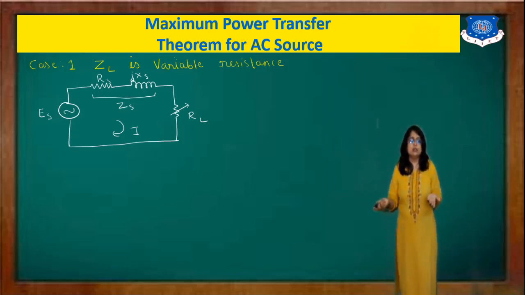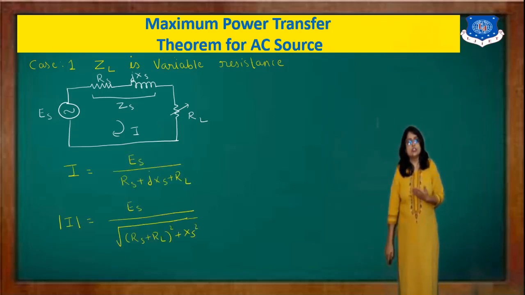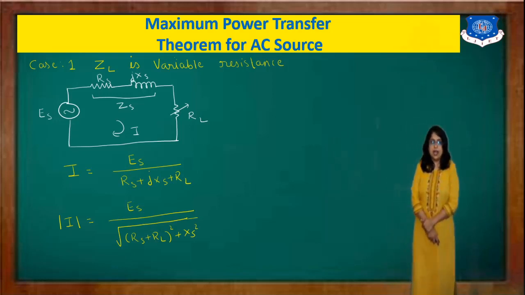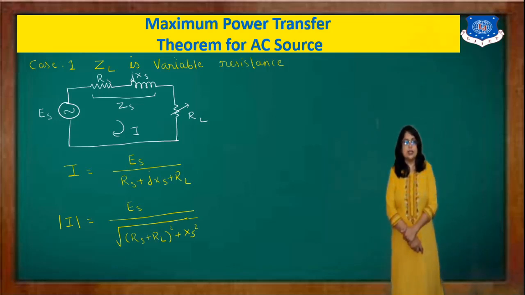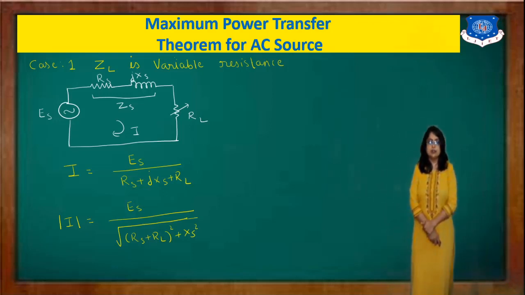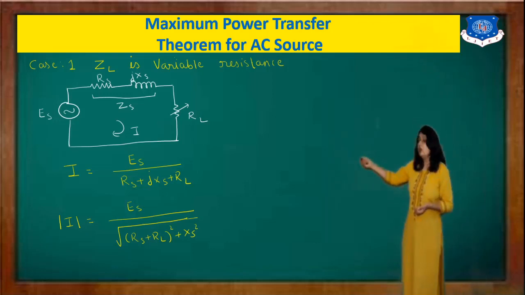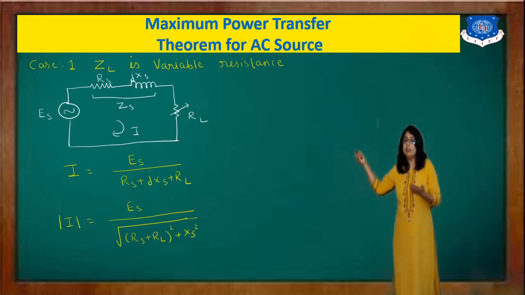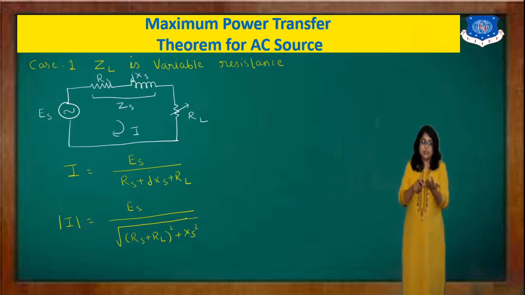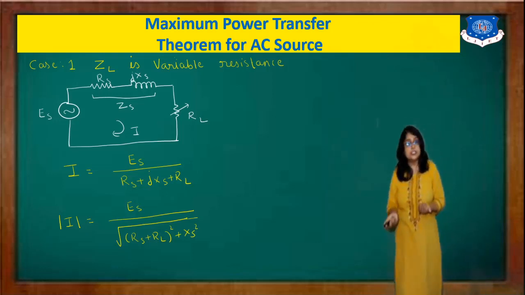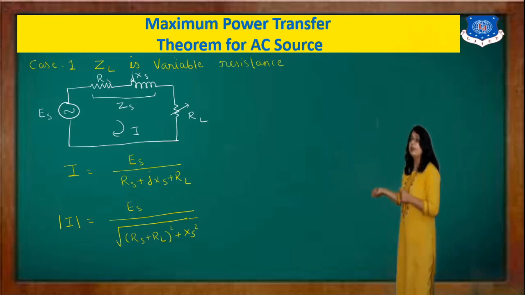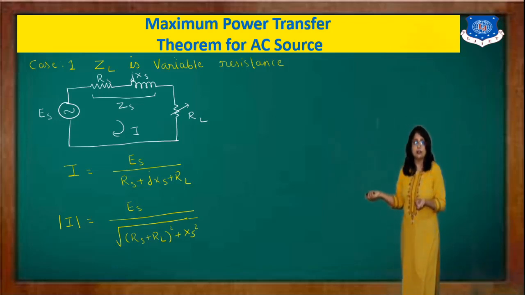Now here also P equals I square R. So first of all, we will find the value of I. I equals ES upon RS plus JXS plus RL. And we know that the power always depends upon the magnitude. When you have this kind of thing, with J, it has some magnitude as well as angle. But here we are interested in finding the power, so we will just consider the magnitude because we don't want any angle.